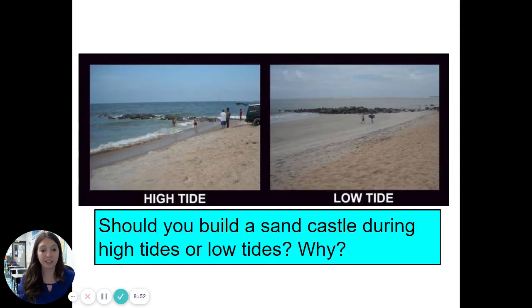Your question is this: should you build a sandcastle during high tides or low tides? Why? So think about it. High tide is when the water's up really high and there's not very much beach. Low tide is when there's lots of sand and not very much water. Use tides in your answer. Pause the video.